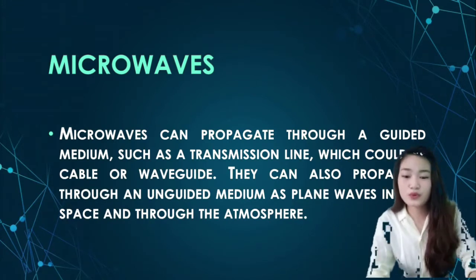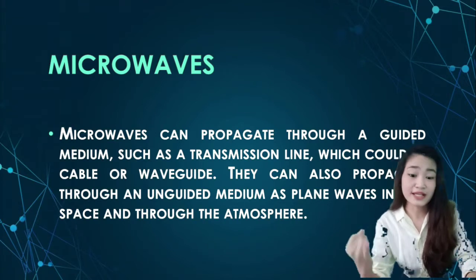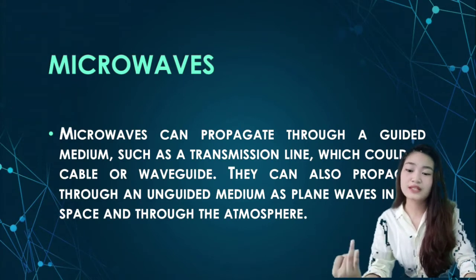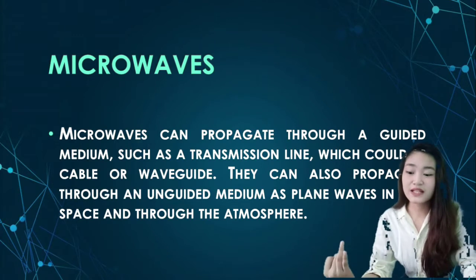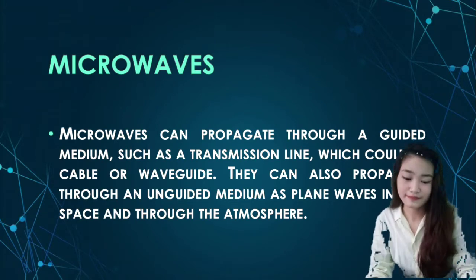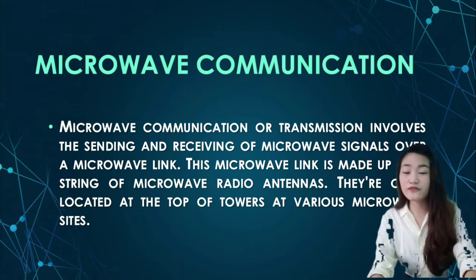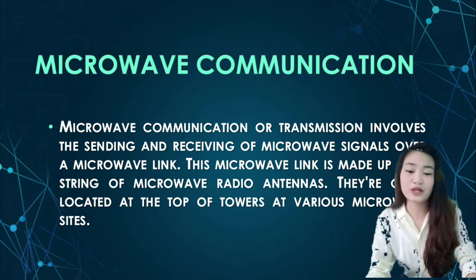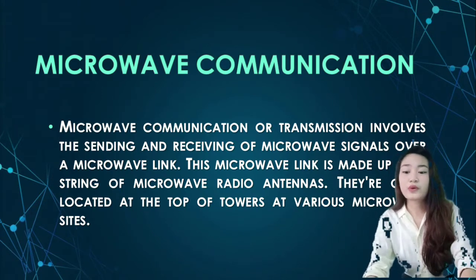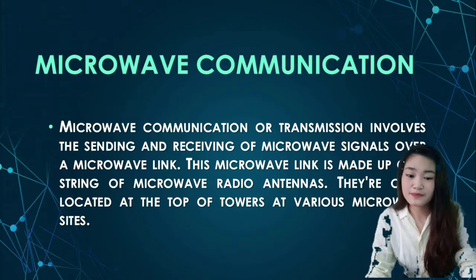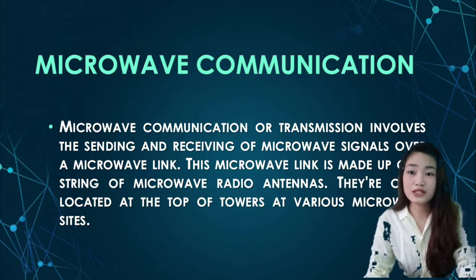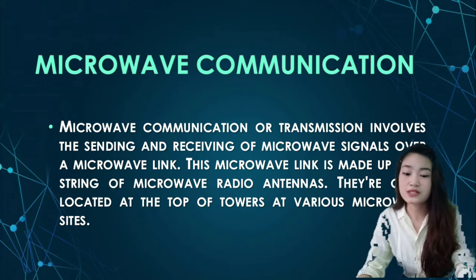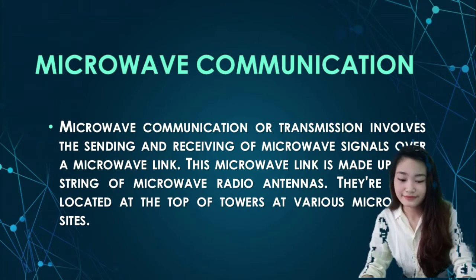Microwaves can propagate through a guided medium, such as a transmission line, which could be a cable or a waveguide. They can also propagate through an unguided medium, as plane waves in free space and through the atmosphere. The second one is microwave communication or transmission. It involves the sending and receiving of microwave signals over a microwave link. This microwave link is made up of a string of microwave radio antennas, often located at the top of towers at various microwave sites.